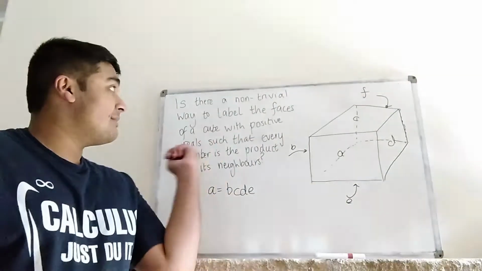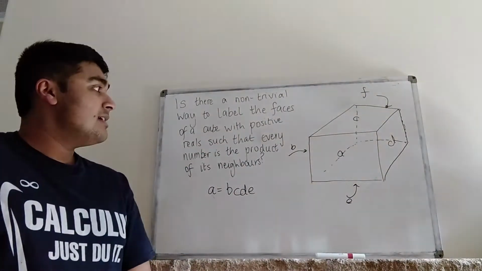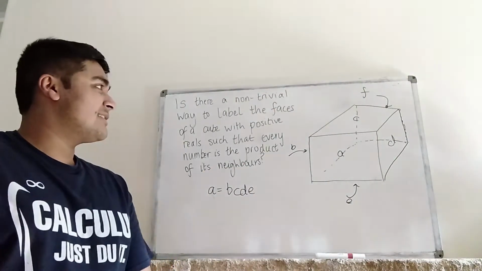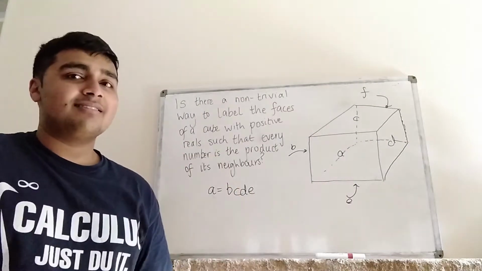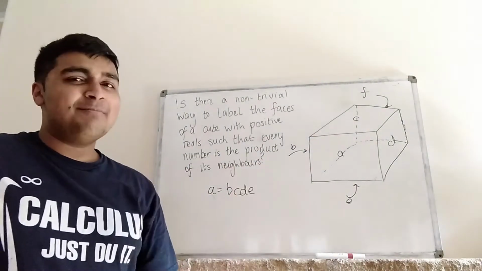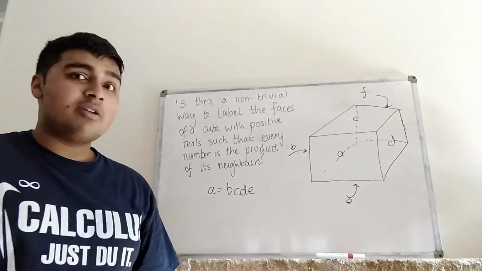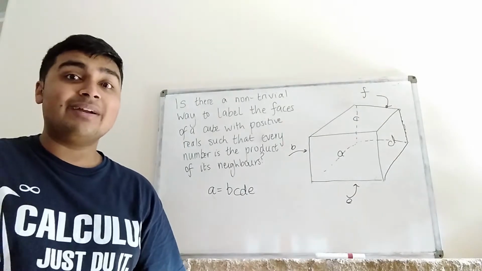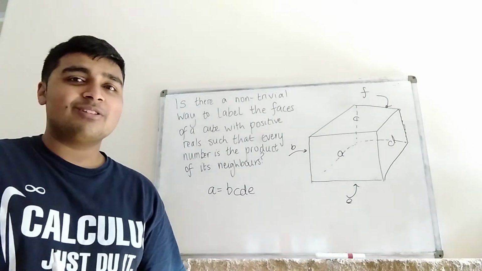Now we want to know, is there some non-trivial way to label the faces with this property? And by non-trivial, I mean one which isn't just the trivial solution where each face has the number 1 on. Because obviously if I put 1 on each face, then it has this property, but that's kind of a boring solution. We want to know, are there any more interesting ones? If you want to have a go at this problem, pause the video now and give it a go for yourself, and I'm going to get stuck into a solution.